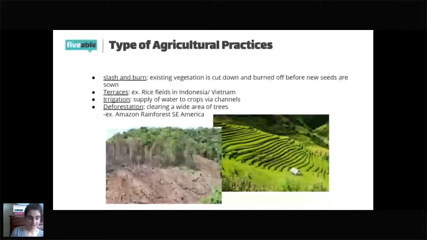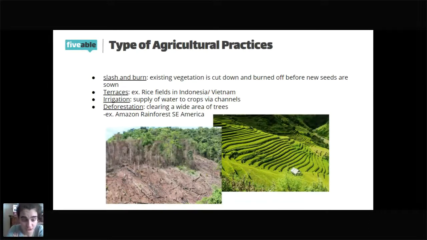Terraces. What are those? You can see the green picture on the right. These are basically forming the land into different steps, like you guys see in the picture. This kind of practice is usually used in rice fields, especially in Indonesia and Vietnam, because obviously Asian countries consume a lot of rice culturally, right?